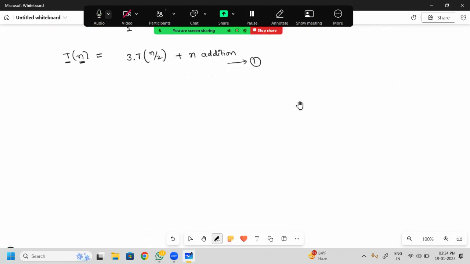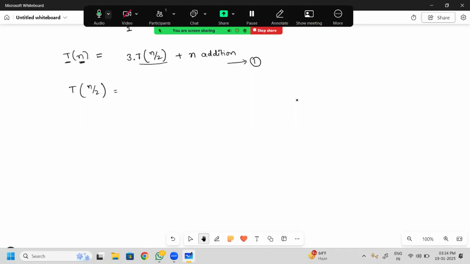Next one. But from this expression, do we know how much time it will take to compute T of n by 2? We don't know. Again, I need to find what is the time this n by 2 will take.